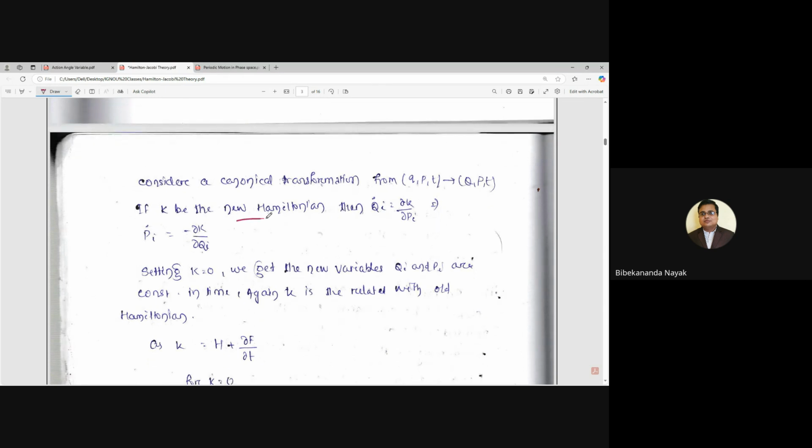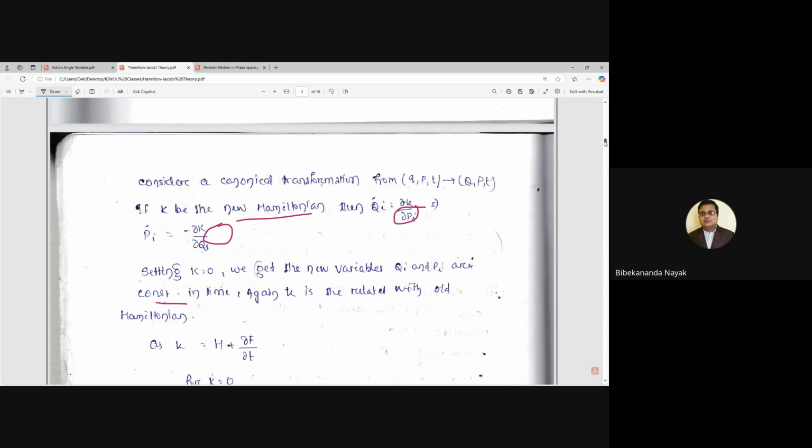If K is the new Hamiltonian, then this is our relation. Setting K equal to 0, what happens? Both q and p are constant. K equal to 0 means the derivatives are 0, so this side is 0. So q is constant: we get new variables Qi and Pi, which are both constant in time.